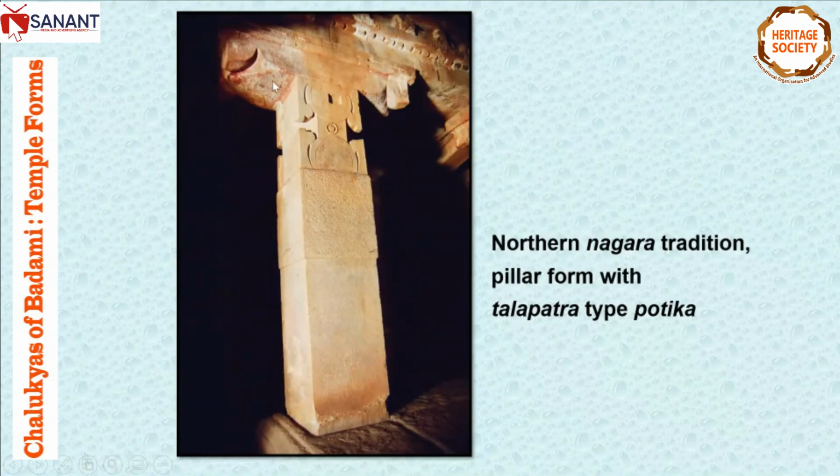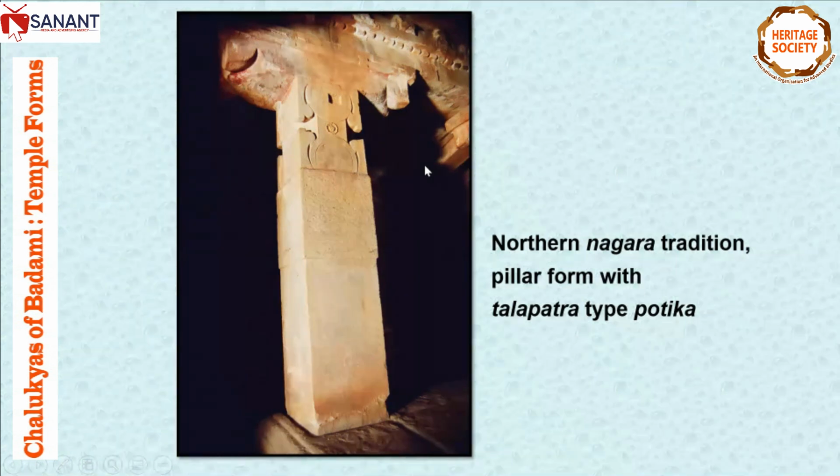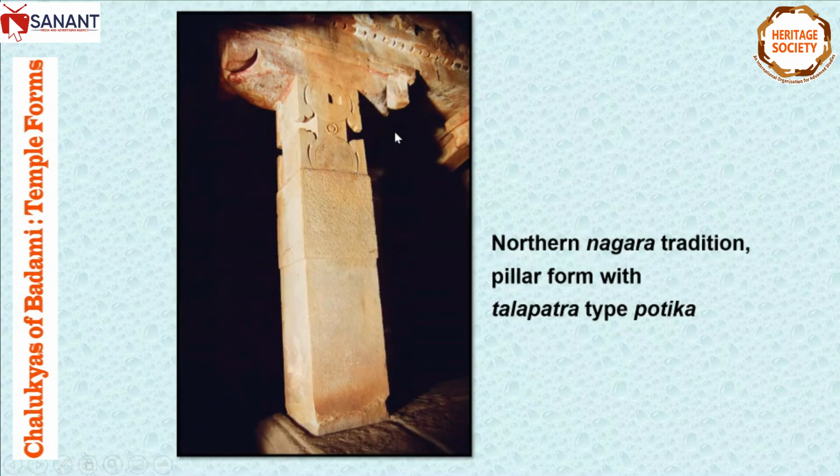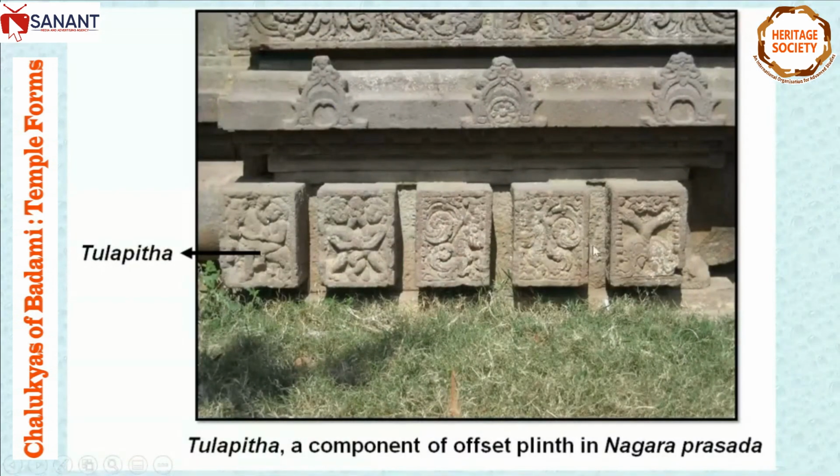Okay, then this capital or bracket, which is called Talapatra Potika. This is a northern feature. It doesn't occur in southern Indian style temples, even in the Chalukyan context. That has to be noted. This is what is called Tulapitha.